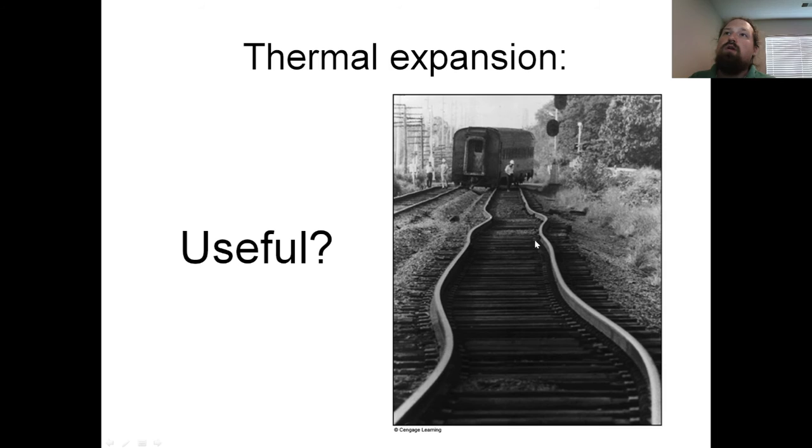This picture currently on screen now is real actual train tracks that were warped because of thermal expansion. What happened here is these rails are incredibly long. They stretch on for miles. And because they're so long and because they're literally attached to the ground, when they expand because of the sun and the summer heat, they don't have anywhere to expand.